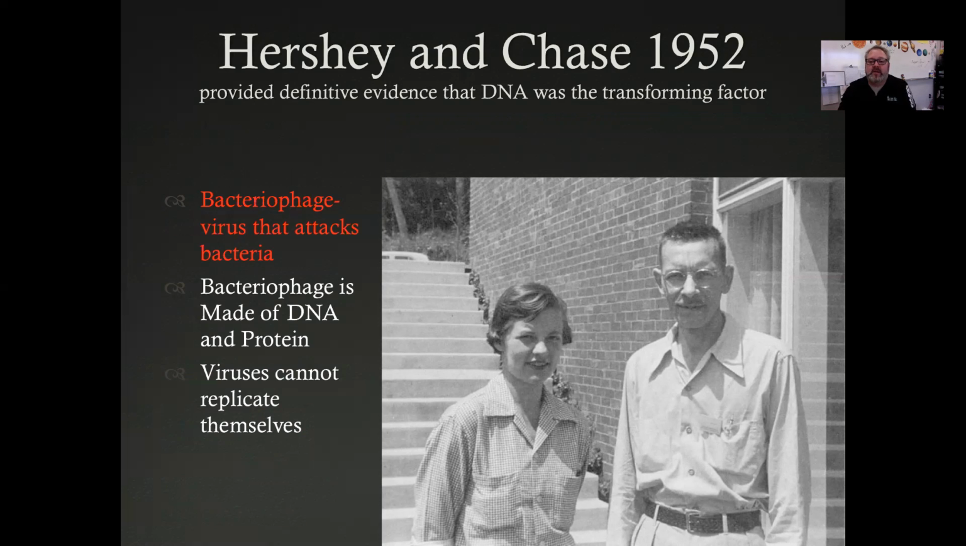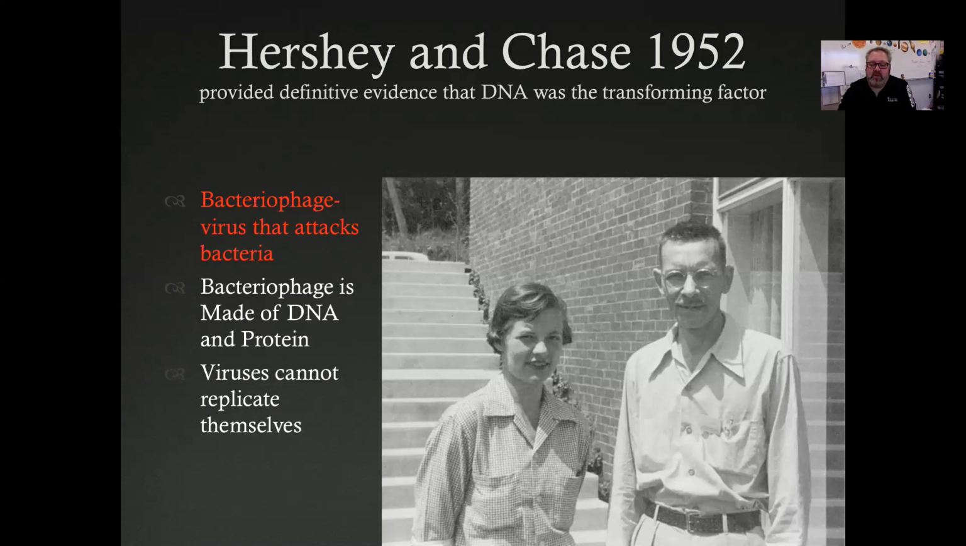But that did provide some evidence to another group of scientists, Hershey and Chase, 20-something years later. They were trying to find the evidence that DNA was the factor that was allowing the bacteria to change. Okay, the bacteria had to change somehow in order for it to be deadly. So what they did was they took a bacteriophage, which is a type of virus that attacks bacteria, and they started running some experiments with that.